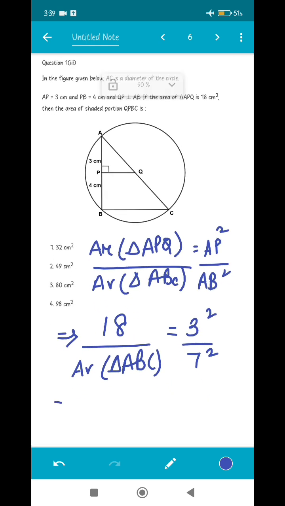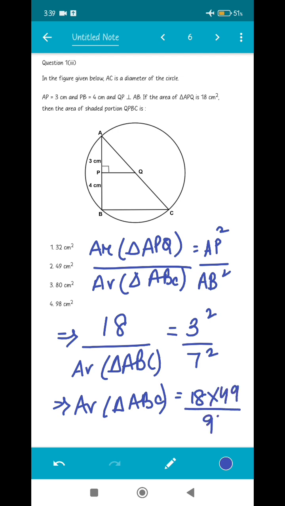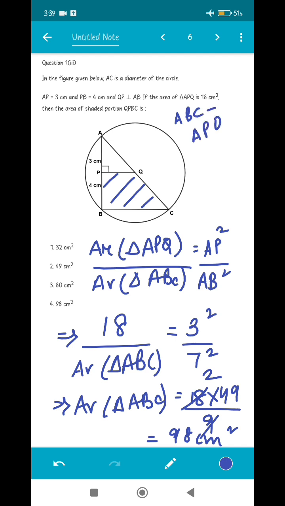So let's solve it. The area of triangle ABC will be equal to 18 into 49 divided by 9. So 9 2s are 18. The final answer is 98 centimeters square. So is this the answer of the question? No. We have been asked to find out the area of this trapezium, not the area of the triangle. So the area of the trapezium will be the area of triangle ABC minus the area of triangle APQ. If we solve it, we are going to get 98 minus 18. So the correct answer will be 80 centimeters square. So the correct option is option number 3, 80 centimeters square. Hopefully you are understanding. The questions are quite simple and understandable.